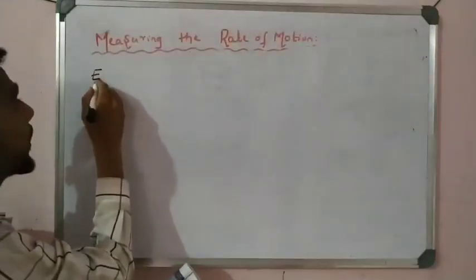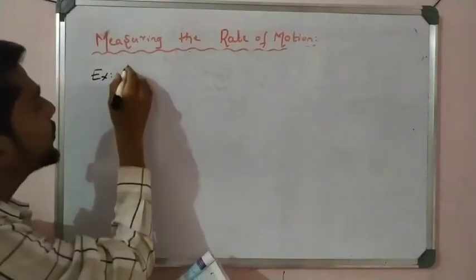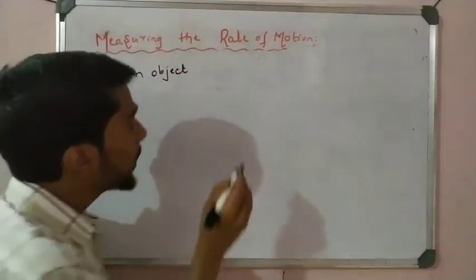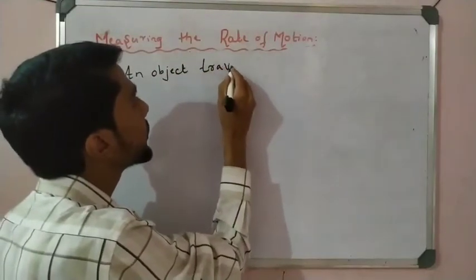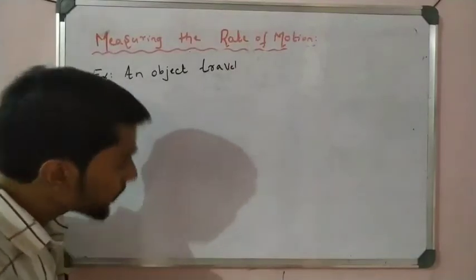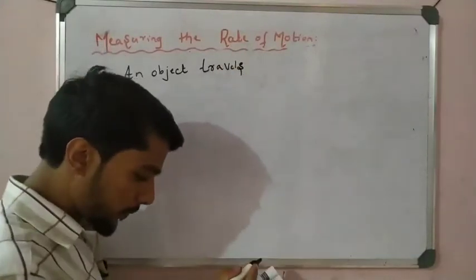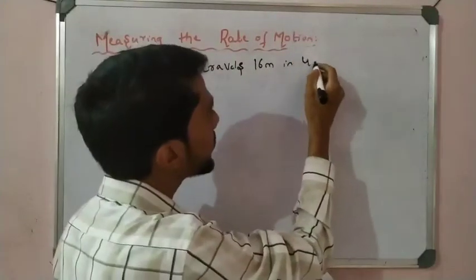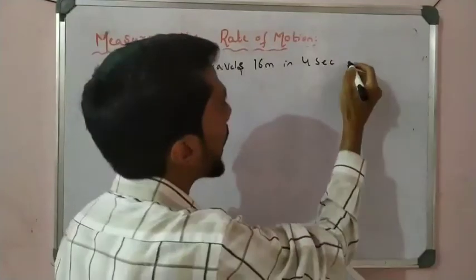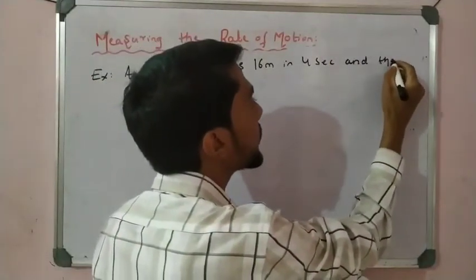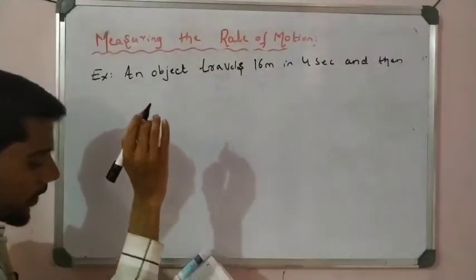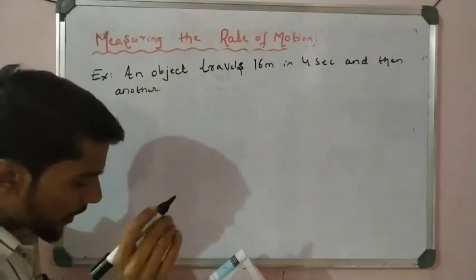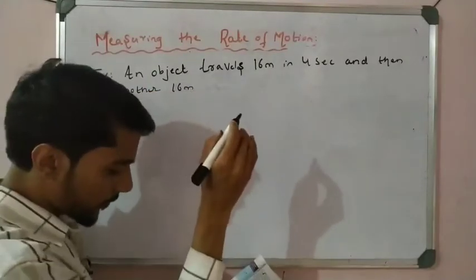Numerical example 1. An object travels 16 meter in 4 seconds, and then another 16 meter in 2 seconds.